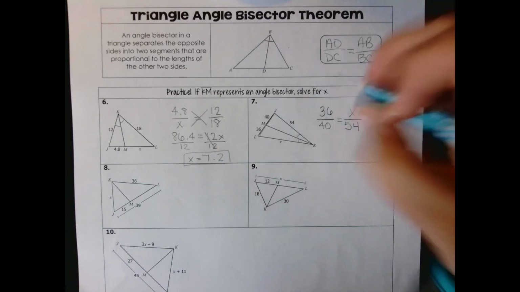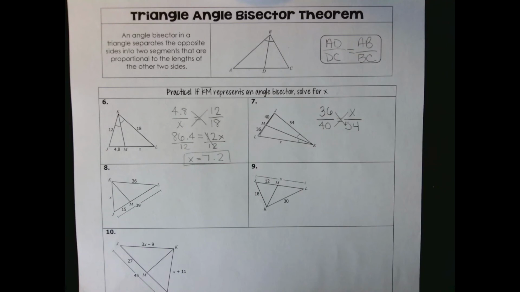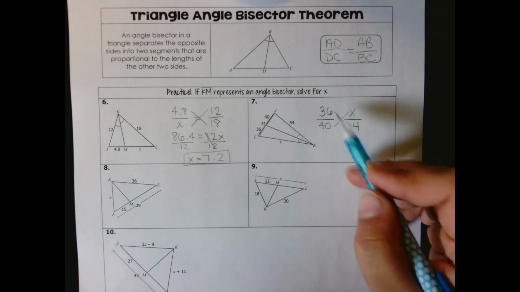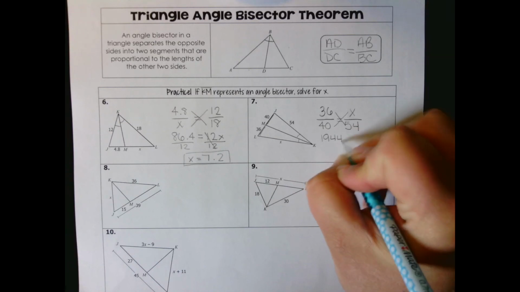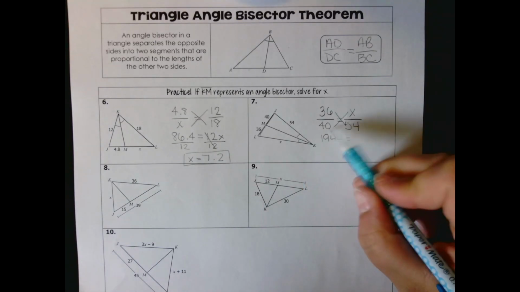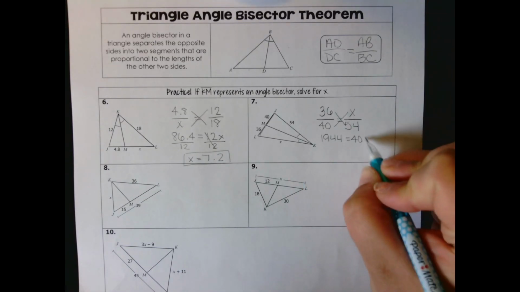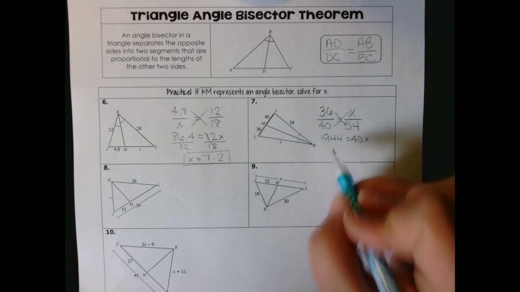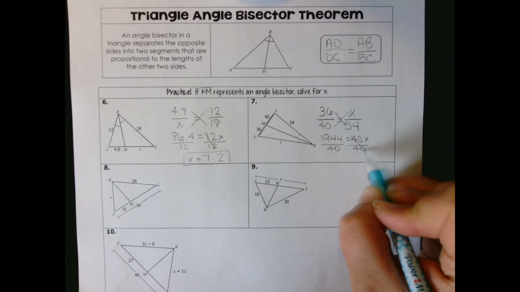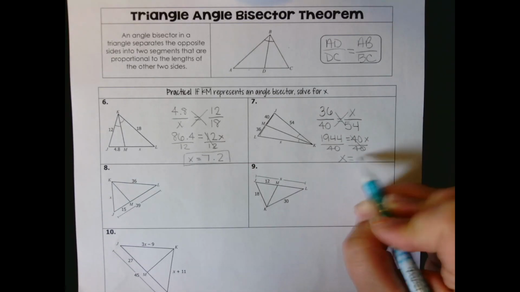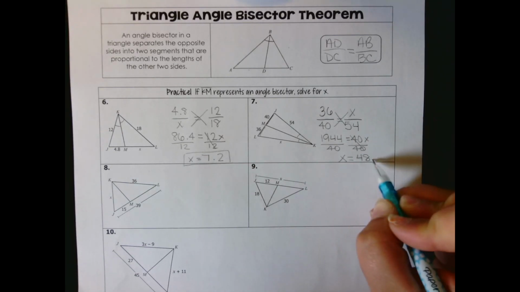Then we're just going ahead and cross multiplying. 36 times 54 is going to give me 1,944. And then I have 40 times x, so 40x. Going to divide both sides by 40. And I am left with x equals 48.6.